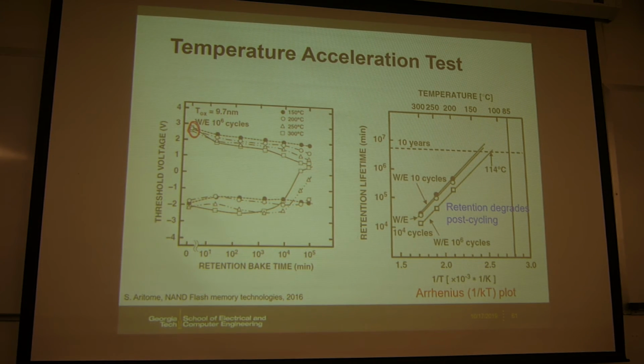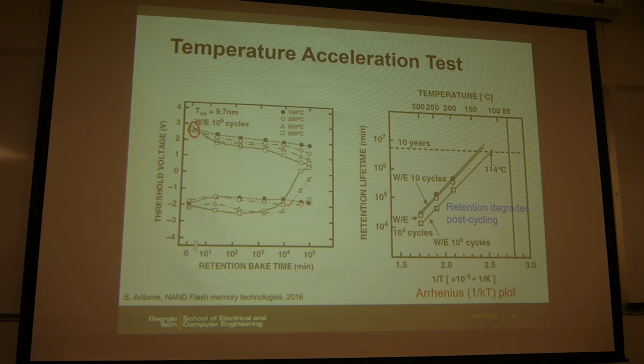So you will get this kind of data. And then what you want to do is to project what is the data retention time at, let's say, lower temperature of interest. Because we are not going to use your chip at 150 degrees C anyway. You want to understand what is the retention time at lower temperature. For example, 85 degrees C, if you assume that is the maximum operation temperature you are going to have, then you look at the retention time at 85 degrees C. So what you need to do is to do this extrapolation, or projection.